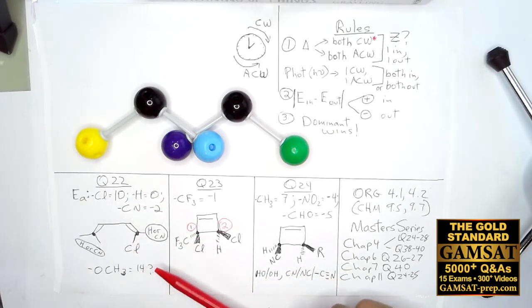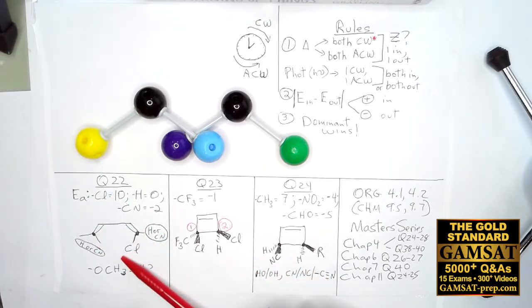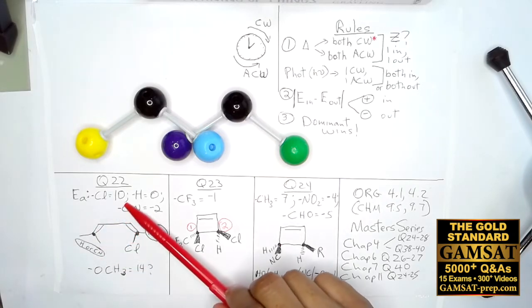If one of the four groups was the methoxy group, which is at 14, then under that situation, if it was Cl versus methoxy, both connected to the same carbon, then methoxy would have the greater drive to go in, and then Cl would end up out.